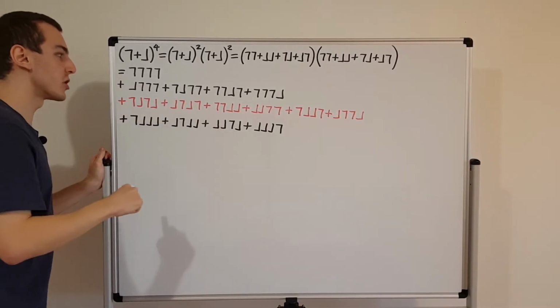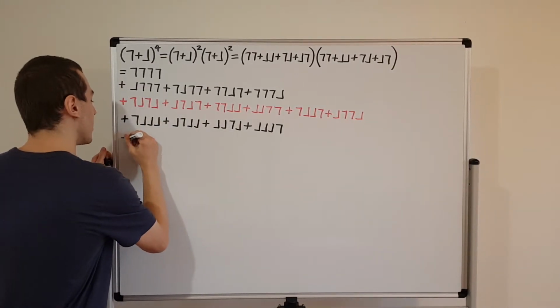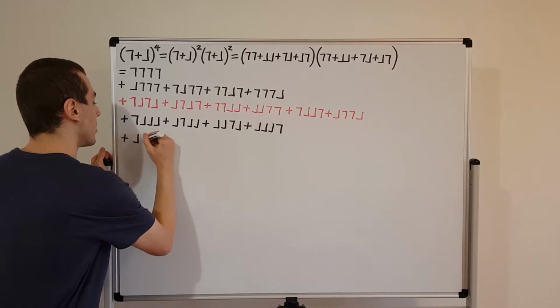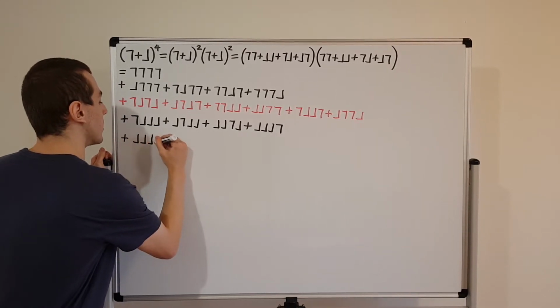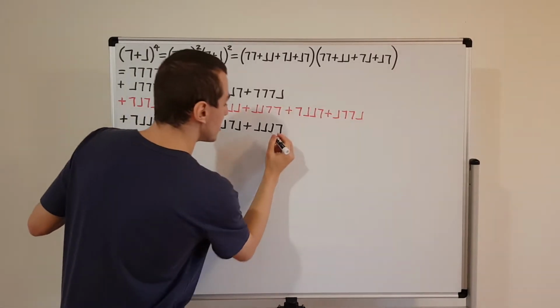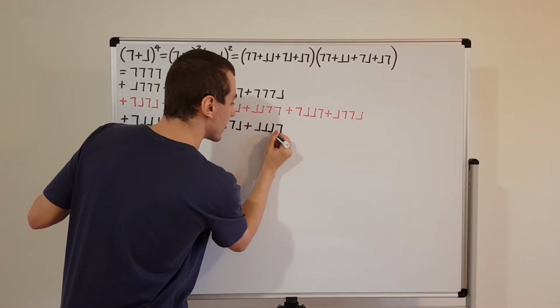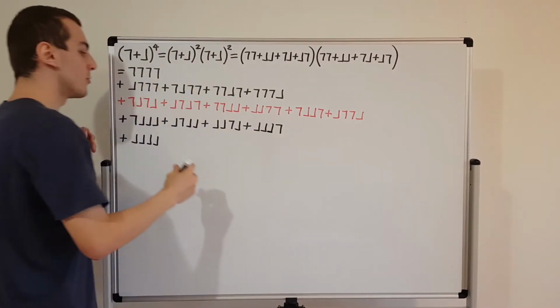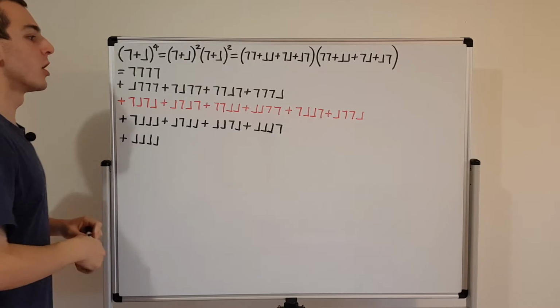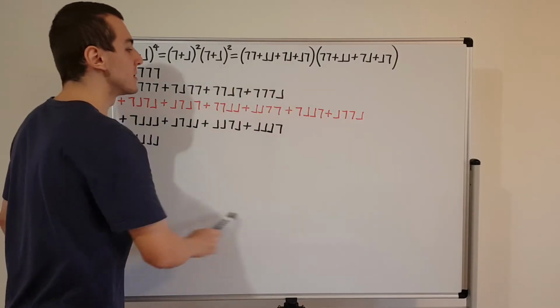And there's one more term, and that final term is all 4 lowers. So we have lower, lower, lower, lower. And this over here is a lower. So I'll write that more neatly. So how many terms do we have in total? We have 16 terms in total.